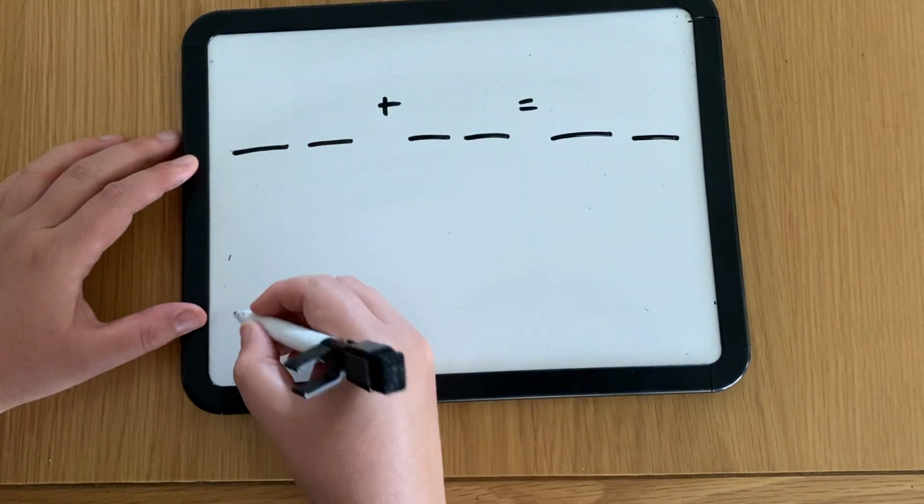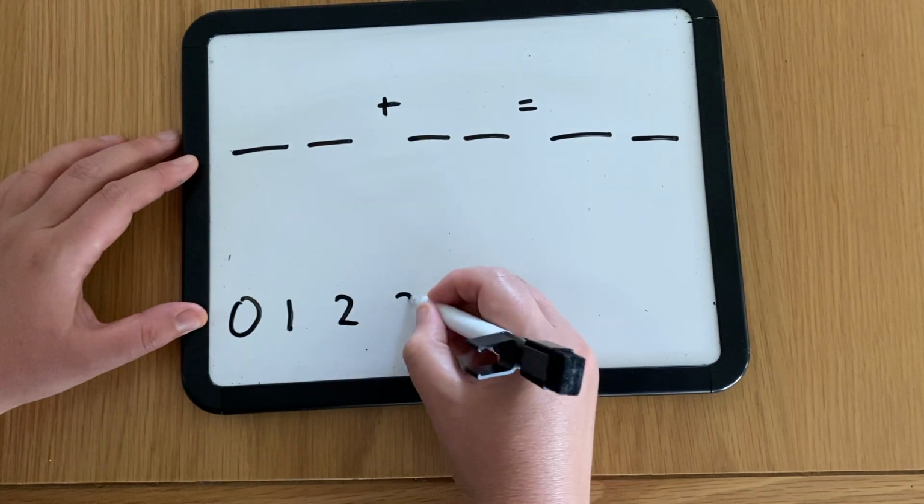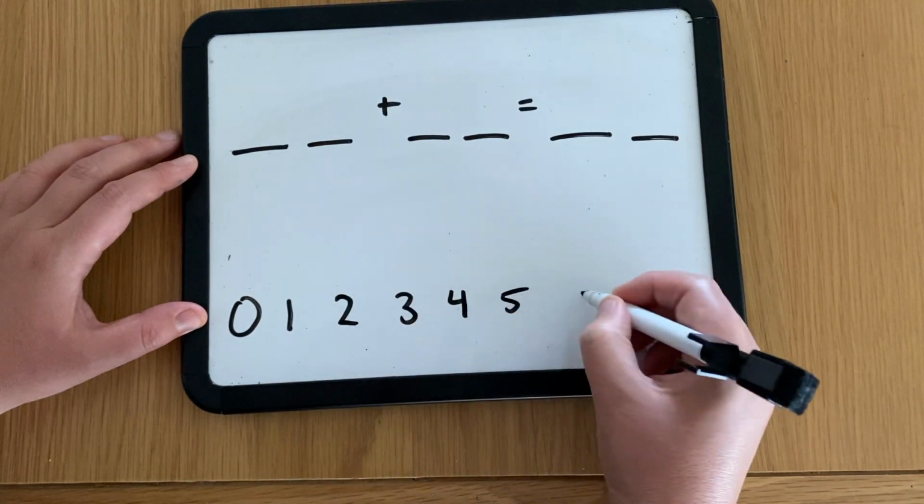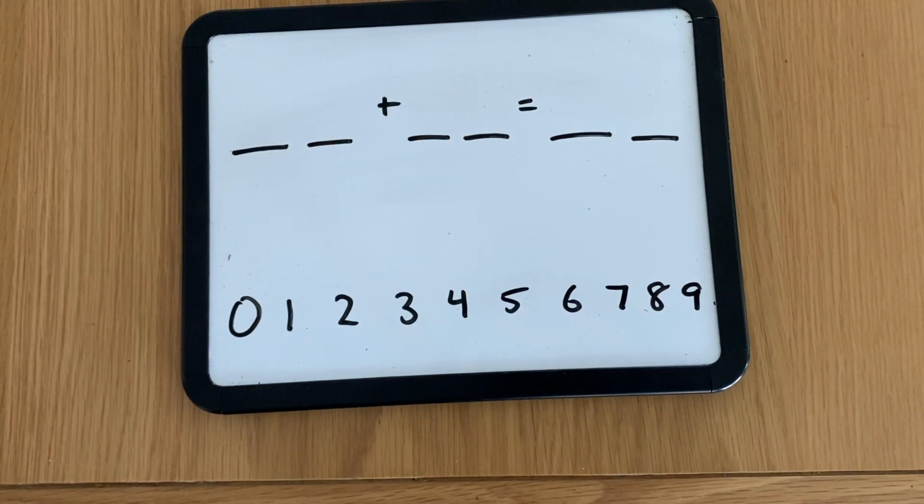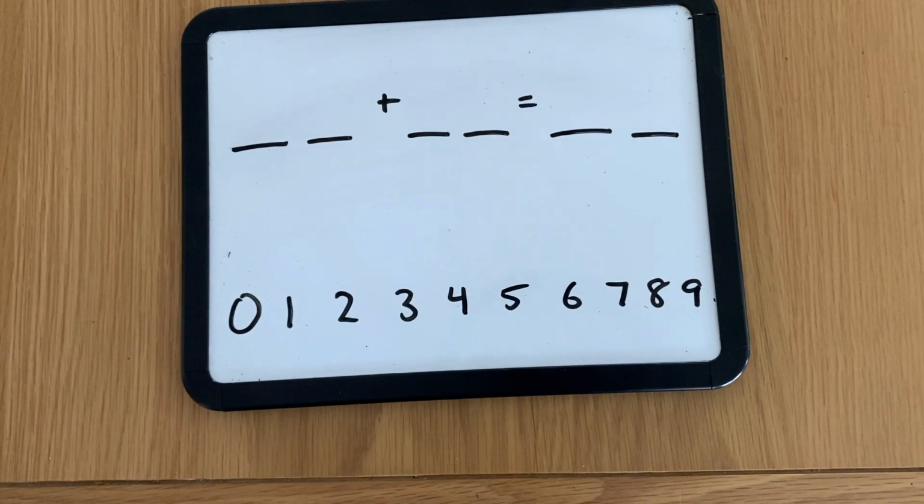And once I've done that, I write the numbers 0 to 9 down the bottom so that I can cross out some of the guesses that the students might have. But before I start, what I like to do is ask the students some questions.